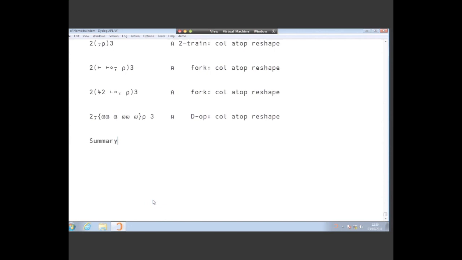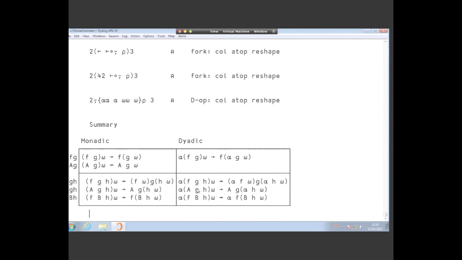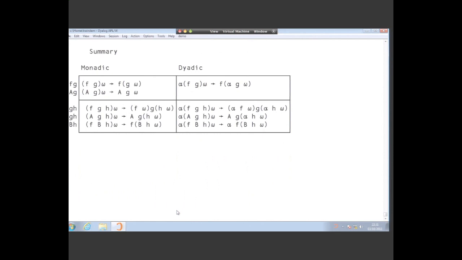Okay, so now here's the summary. We're nearly there. This is the whole summary of the 2-trains and the 3-trains. And this is the gap. Joe was asking me: we don't have a dyadic agh definition. There wasn't a sensible one, but all of the other ones appear to be. There are some examples, and here are the questions. I'm going to end on these.